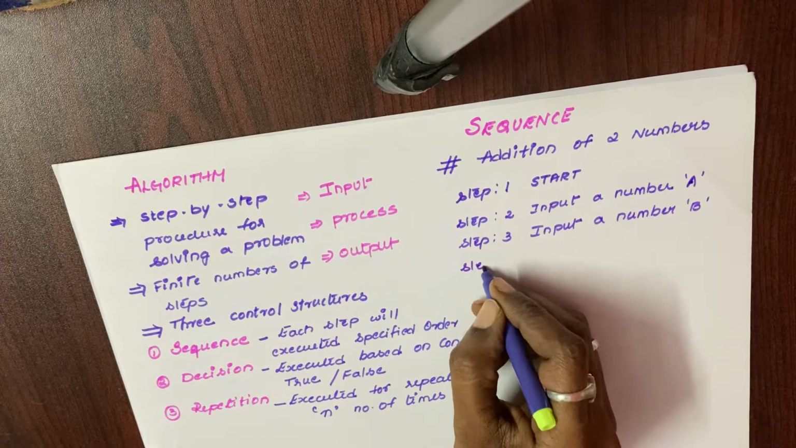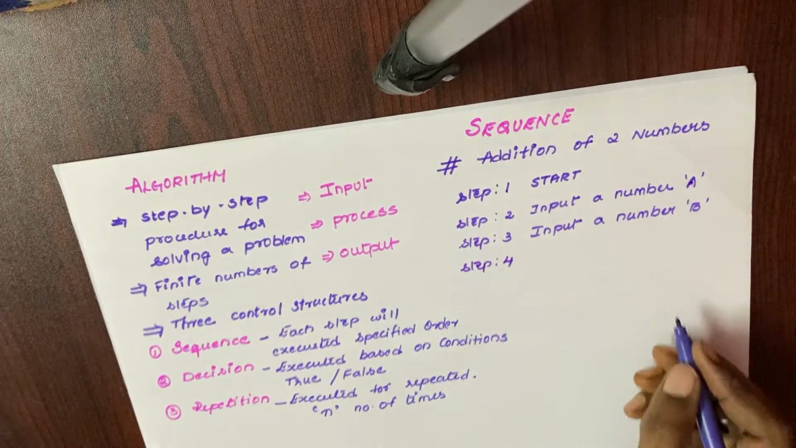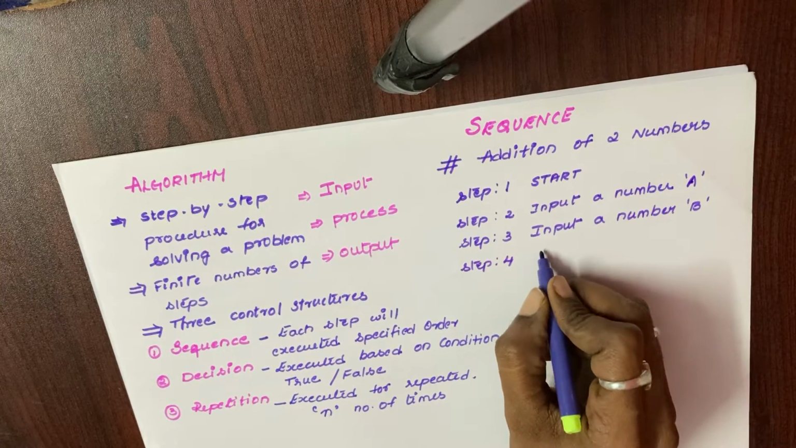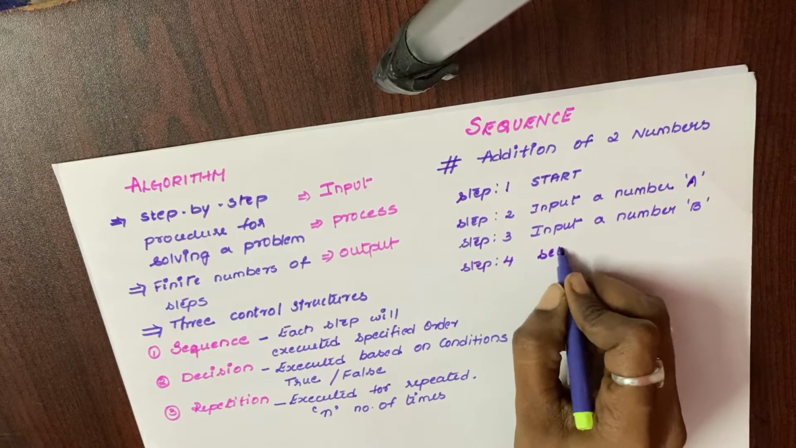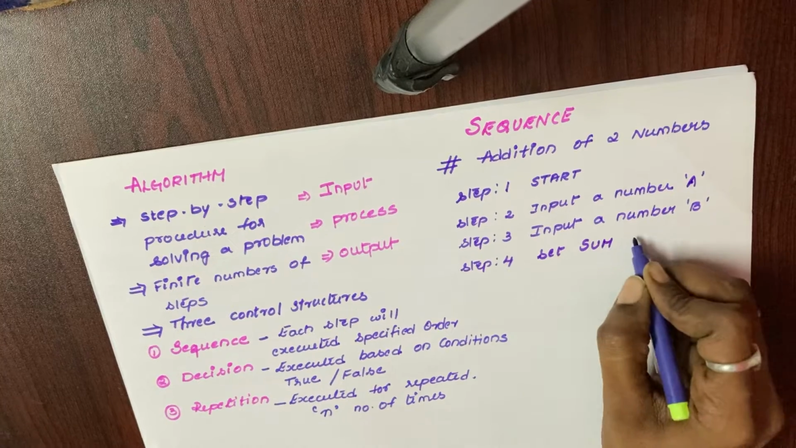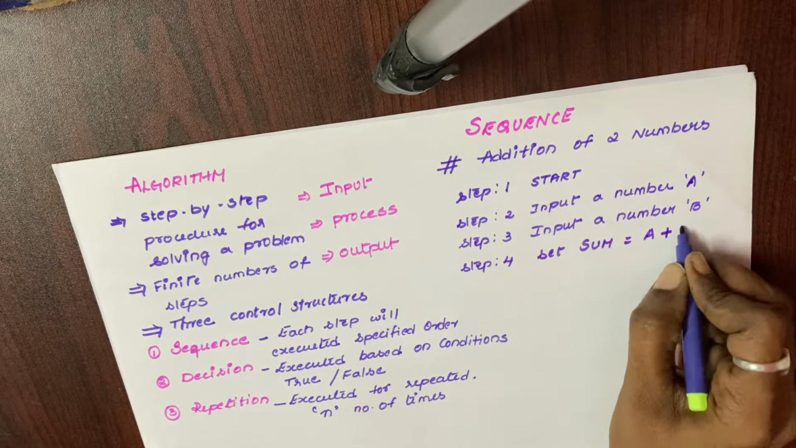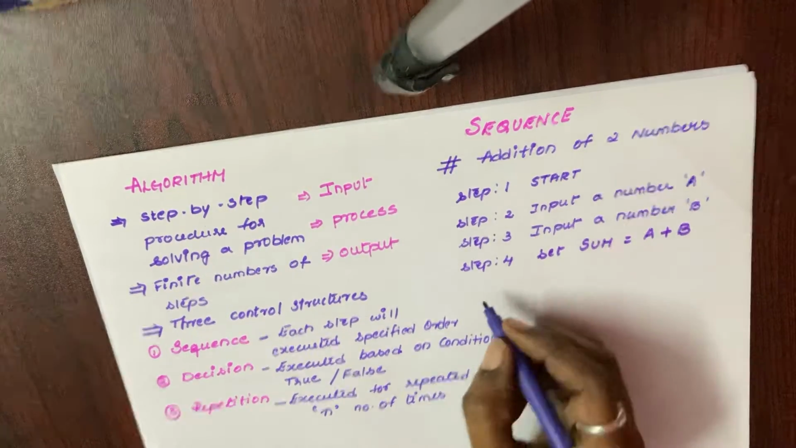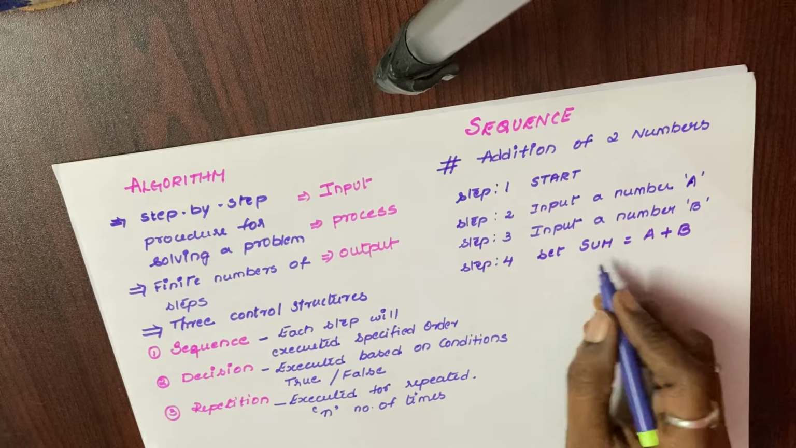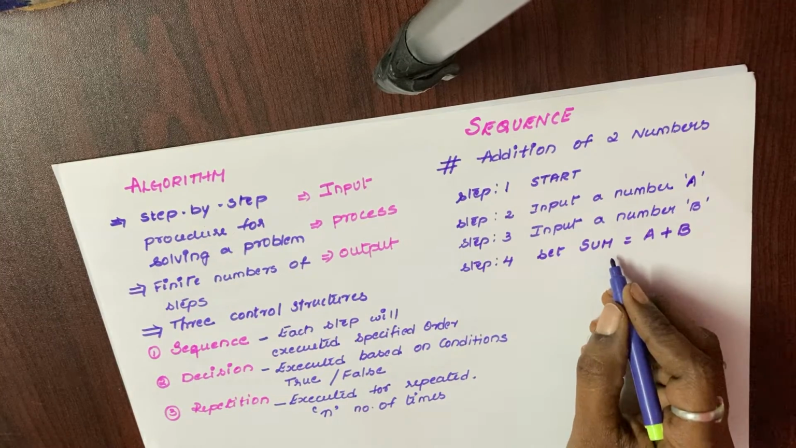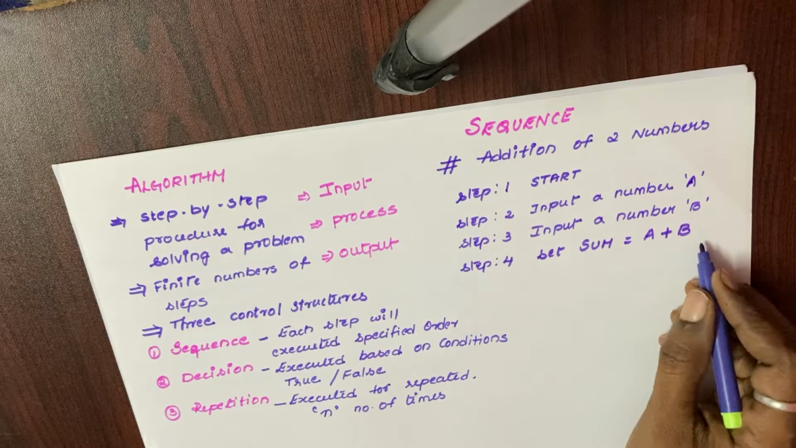Now step 4, we are going to talk about the process. What is that process? Set sum equal to A plus B. This is nothing but the process. We are going to set a sum as a third variable, which is going to derive the value of A plus B.